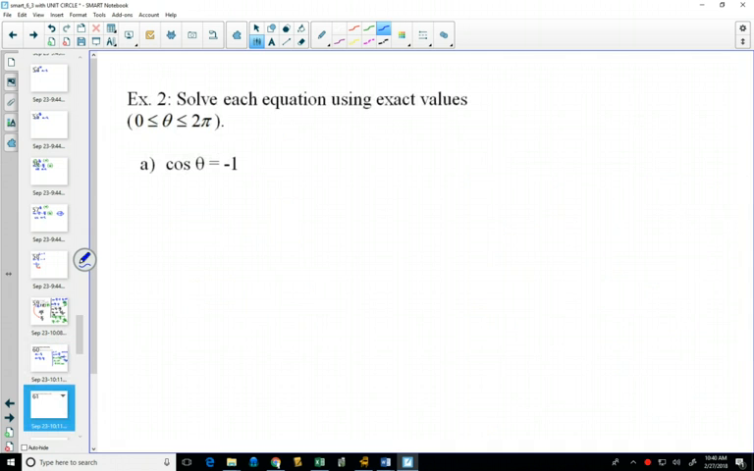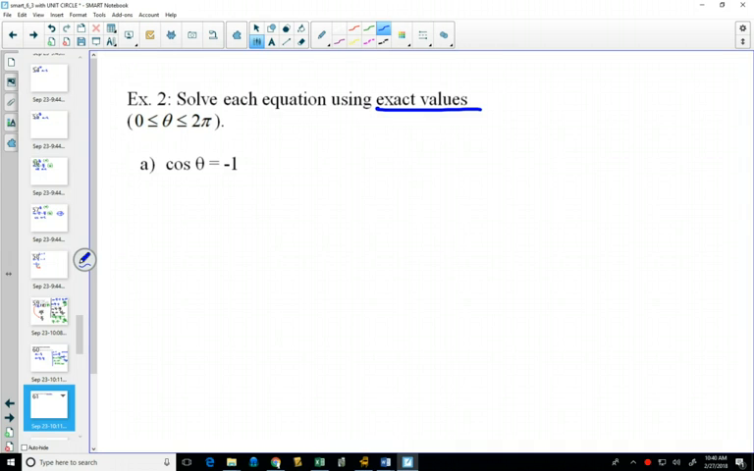So we revisit all of the types of questions that we had from grade 11, but now we say if we can recognize a value from our unit circle, we'll use that instead. So here we have cos of theta equals -1. Again, we want exact values. That means that we're going to leave our answers as pi over something. And these would all be non-calculator.